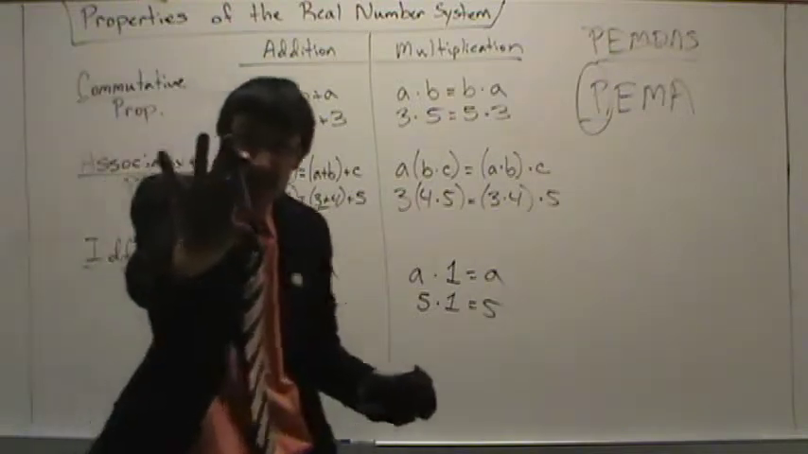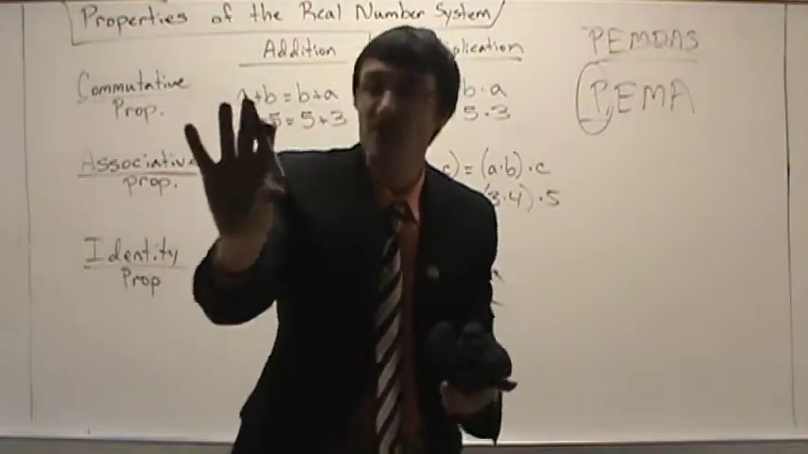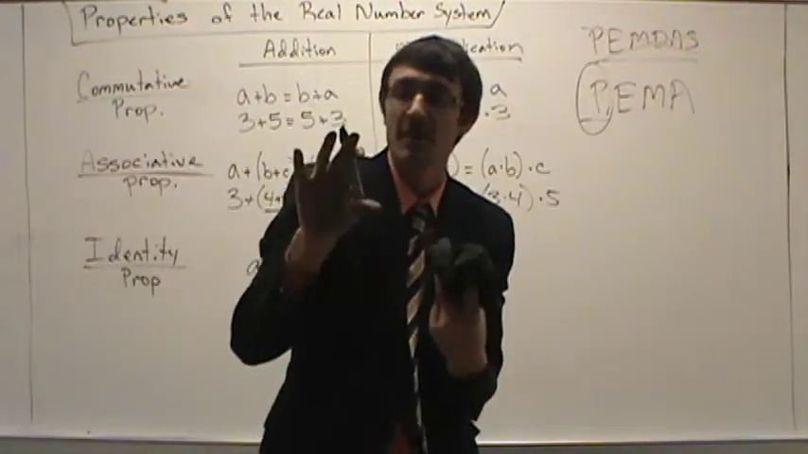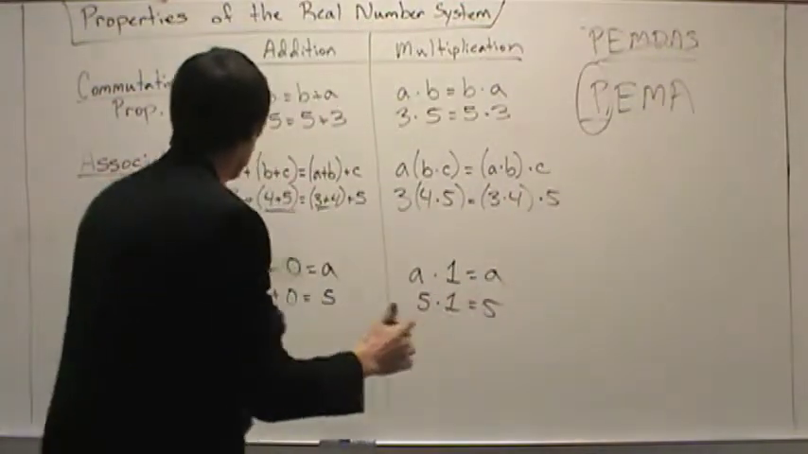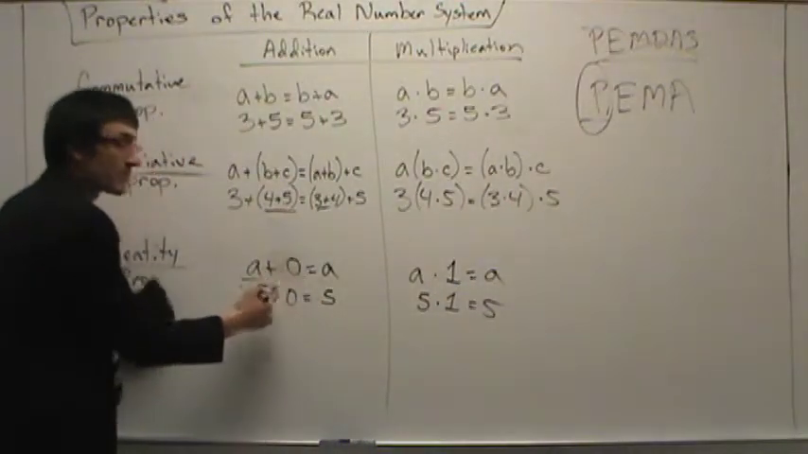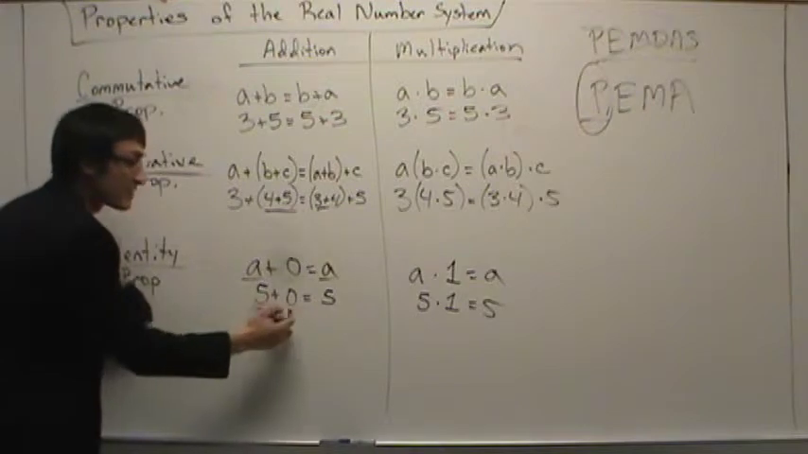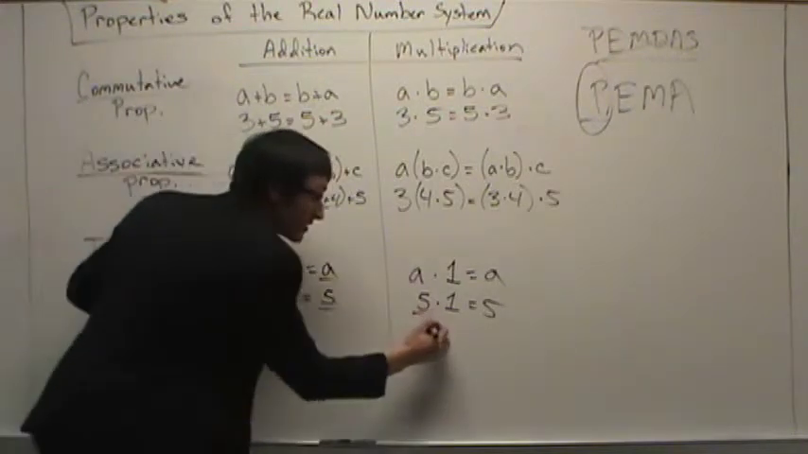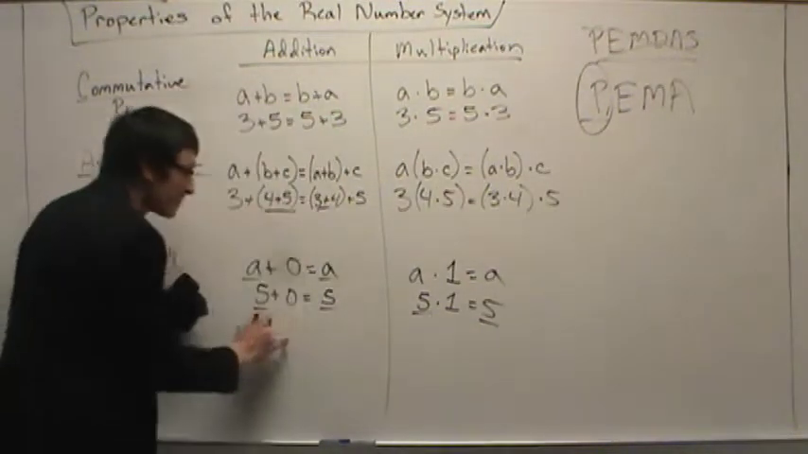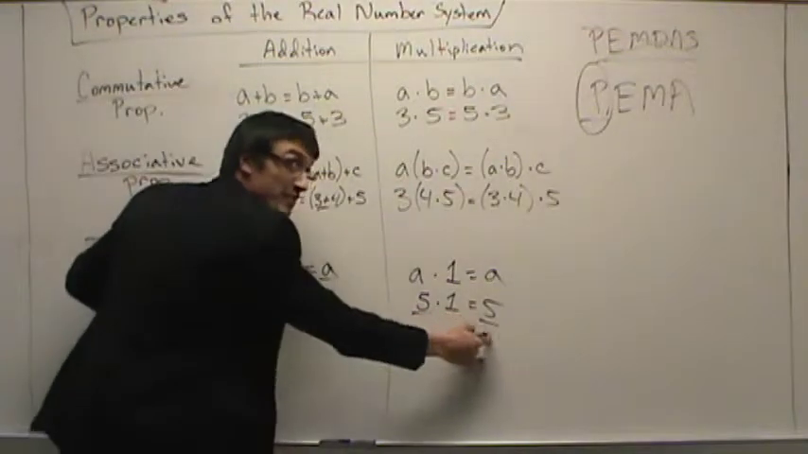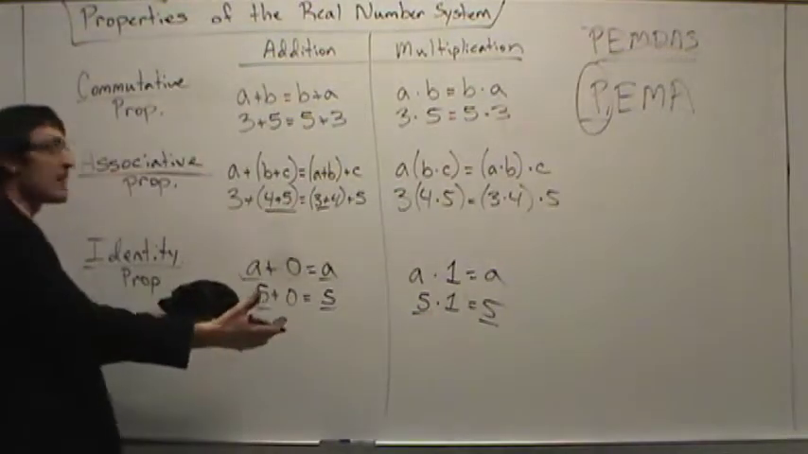Here's my ID. My ID represents another representation of me. So here's my ID, here's me. So it's the start with me, end with me concept. You start with A, you add 0, what did you end with? A. You started with 5, add 0, what did you end with? 5. You start with 5 and multiply by 1, what do you end with? 5. So 5 plus 0 is 5, 5 times 1 is 5. Whatever you start with is what you end with.